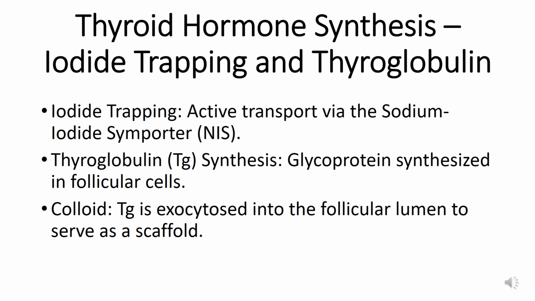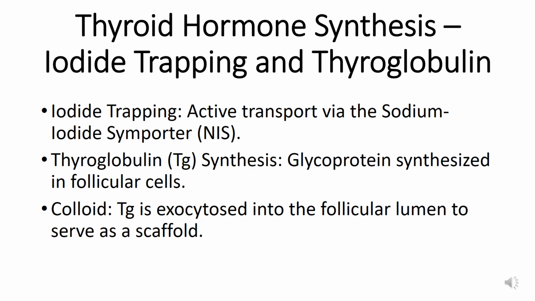The colloid is unique because the thyroid gland stores large amounts of hormone precursor outside the cells. This feature allows the thyroid to maintain a reserve supply of material that can support hormone production for weeks or even months if iodine intake temporarily decreases. At this stage, the essential ingredients are now in place. Iodide has been actively trapped from the bloodstream, and thyroglobulin has been synthesized and deposited into the colloid. The thyroid gland has effectively prepared the raw materials and the structural framework needed for hormone formation.